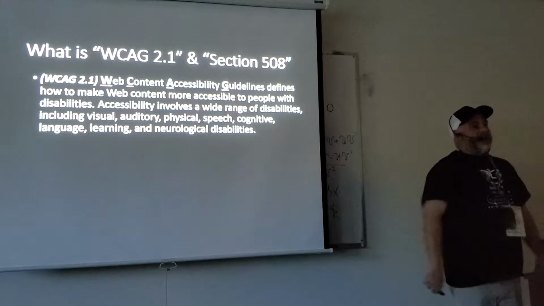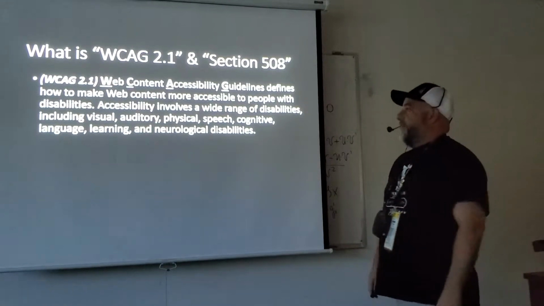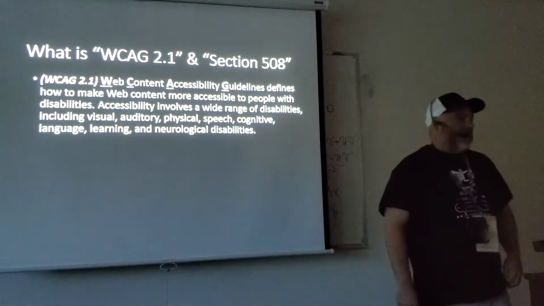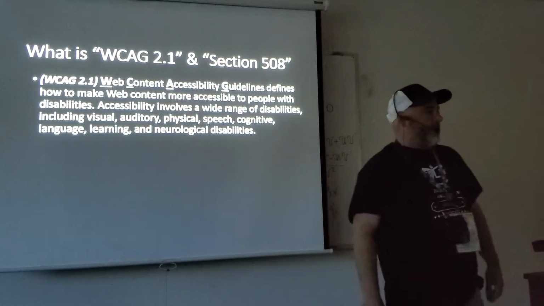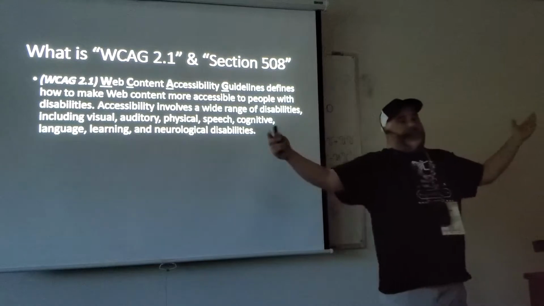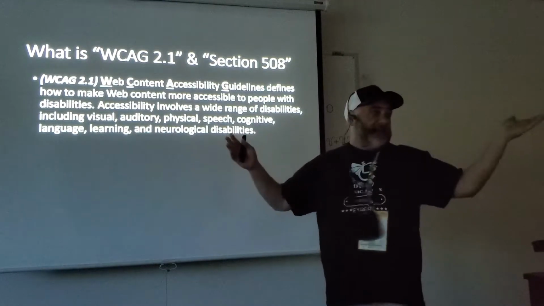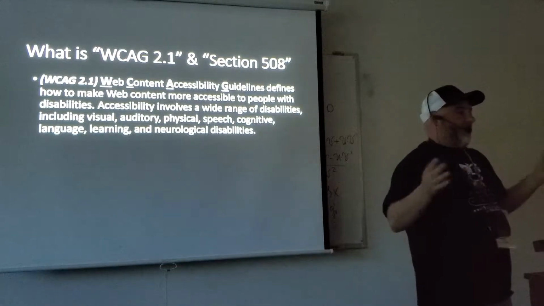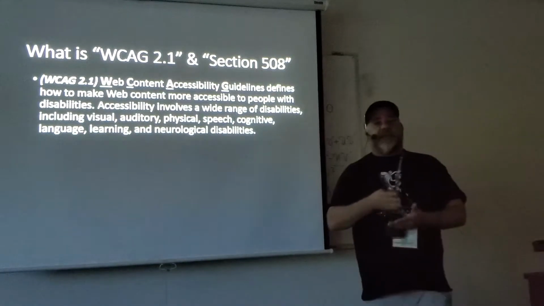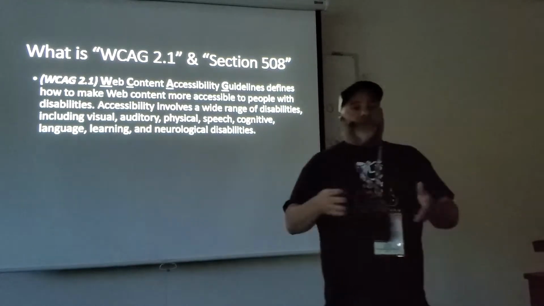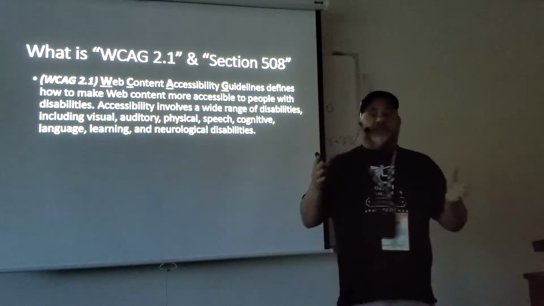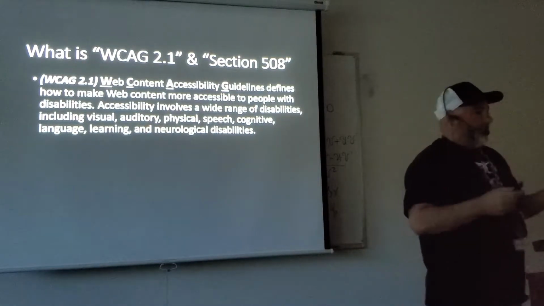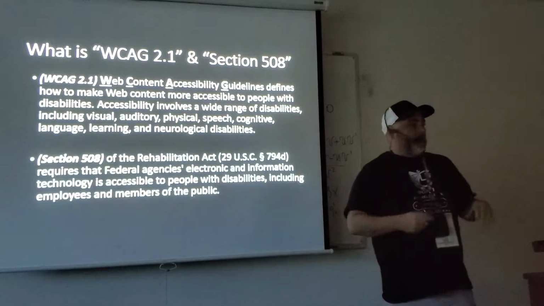All right, what is WCAG 2.1 and Section 508? WCAG is the Web Content Accessibility Guidelines, and 2.1 is the latest version. And it's basically just what it says. It's the worldwide guidelines that they put out, and they put them in 3 different levels: A, AA, AAA. AAA is very hard to comply with. So they say level A and AA is really where you want to be.